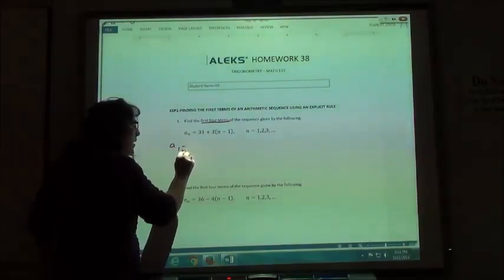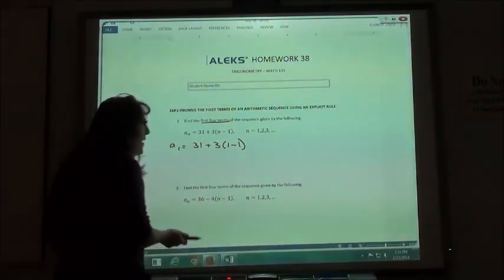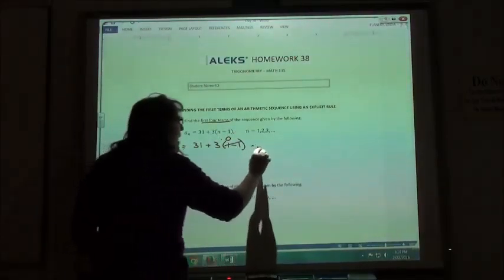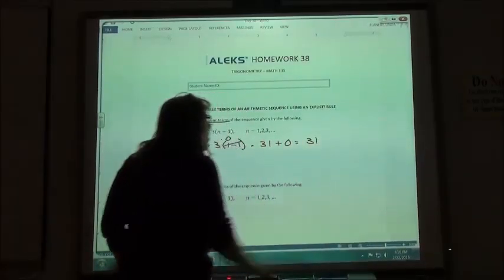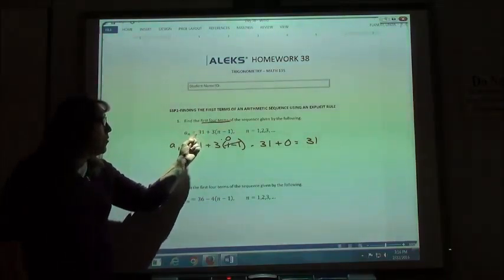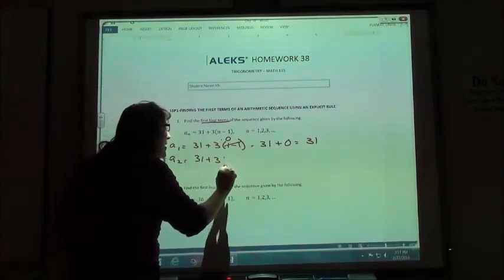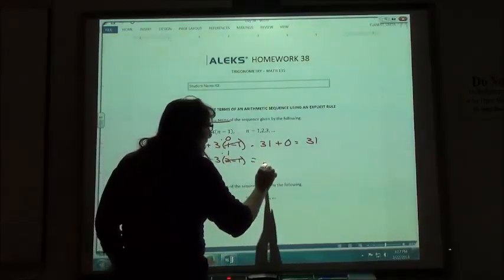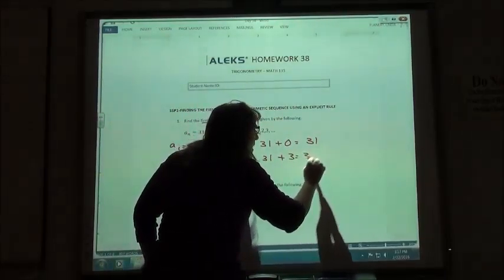So a sub 1 would be 31 plus 3 times 1 minus 1. If I figure that out, 1 minus 1 is going to be 0, so I'm going to have 31 plus 3 times 0 is 0, and so 31 is going to be the first term in my arithmetic sequence, this number right here, 31. If I do a sub 2, I'm going to do 31 plus 3 times 2 minus 1. Well, 2 minus 1 is 1. So I'm going to end up with 31 plus 3 times 1, which is 3, and I get 34.